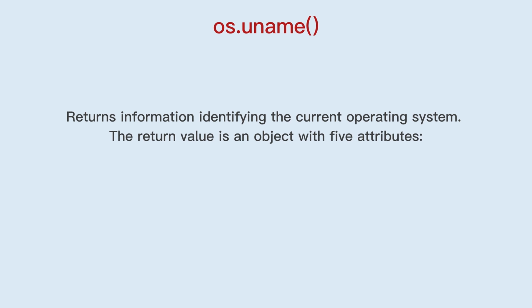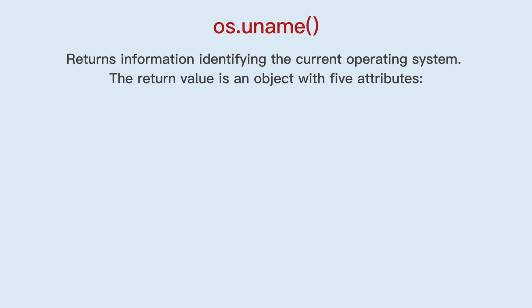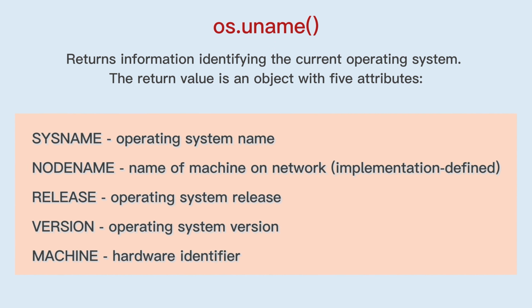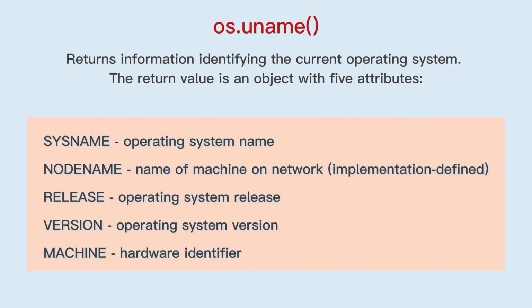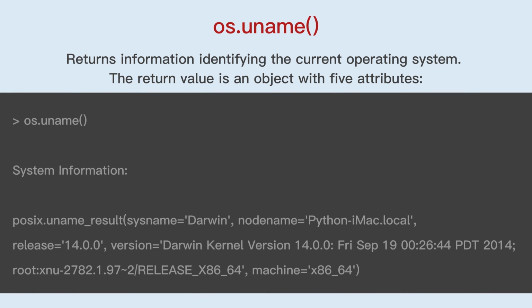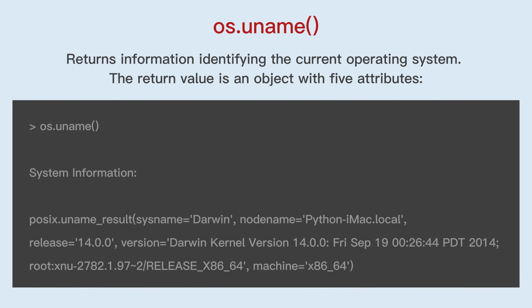os.uname: the method returns information on the operating system kernel. The information includes the name of the operating system, the implementation-defined name of the machine on the network, the release number of the operating system, the version number of the operating system, and the hardware identifier of the machine.